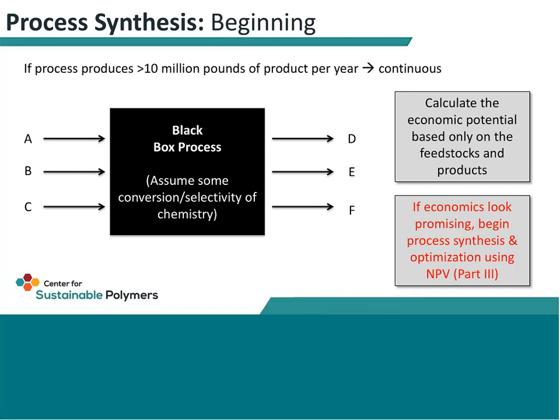Now from that, you can treat your process as a black box, and you can say, I have these components going in, A, B, and C. I have some selectivity and conversion assumed maybe from chemistry that I've known, and I have products D, E, and F coming out. And from that, I can start to at least calculate the economic potential based only on that chemistry that's known. And presumably, what you're making is more valuable than what you start with. And if the economics look promising, then we can begin the synthesis and optimization using our objective function of net present value. And that's where I'm going to go in part 3.